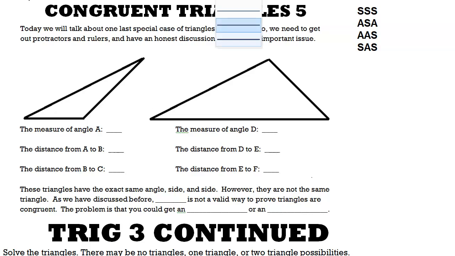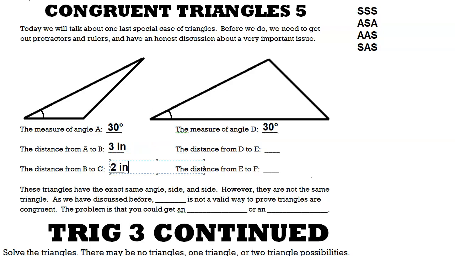I gave you two triangles, and they had the same angle. I don't remember what this was. It was probably about 30 degrees, and then this was about 30 degrees. Then the distance from A to B was 3 inches, and the distance from B to C was 2 inches. So anyway, if we go back, this was labeled A, B, C, and then this was labeled D, E, and F.